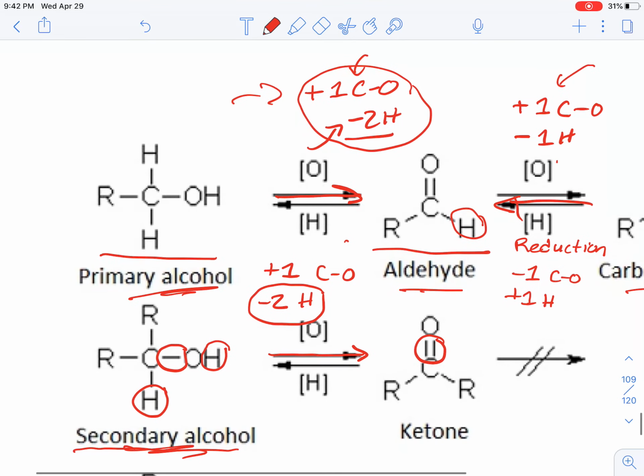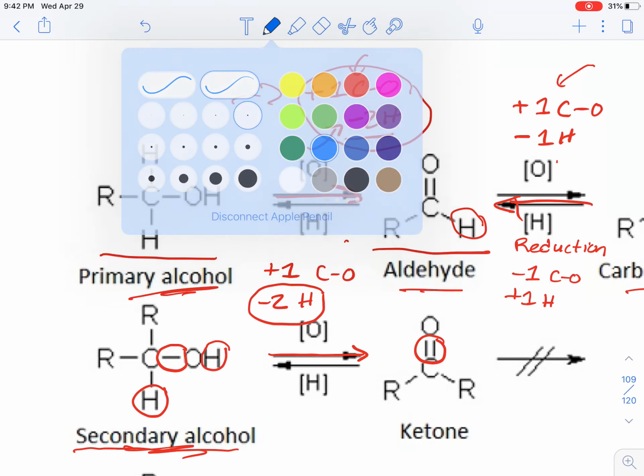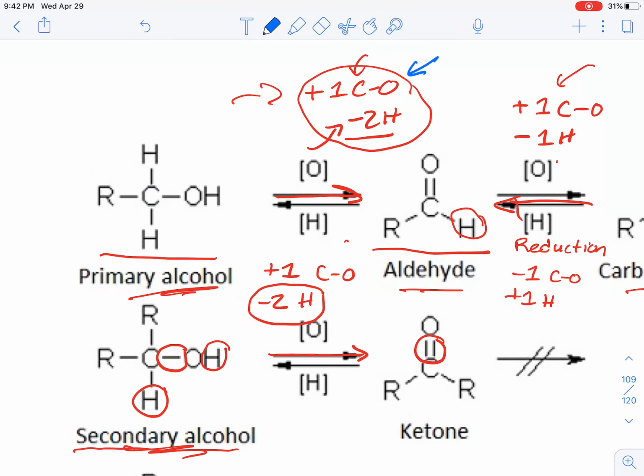So notice that for the oxidation of a primary alcohol and the oxidation of a secondary alcohol, in both scenarios, we're increasing the number of bonds between carbon and oxygen. And in both scenarios, we're losing two hydrogens.